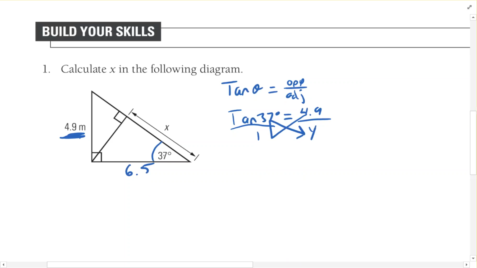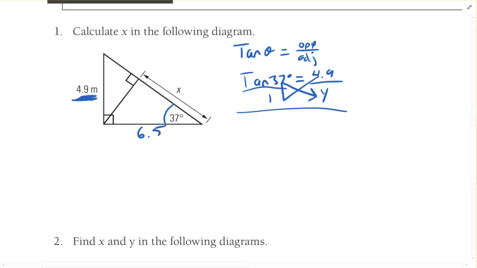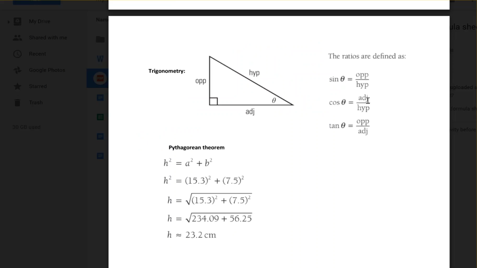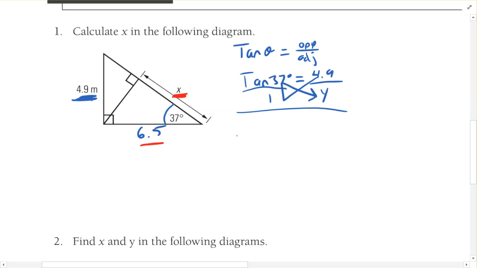Now, I'm going to do this again. I'm going to use that to solve for x now. In this case, I've got a right angle triangle right here, right? If I'm looking at this new triangle, then x is going to be my adjacent side of this triangle, and 6.5 is going to be the hypotenuse. So look at your formula sheet. I need adjacent and hypotenuse. Well, that's cosine. That's the one I need. So it's going to be cosine theta is equal to adjacent over hypotenuse.